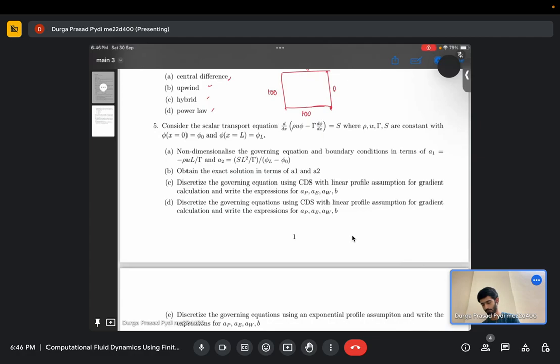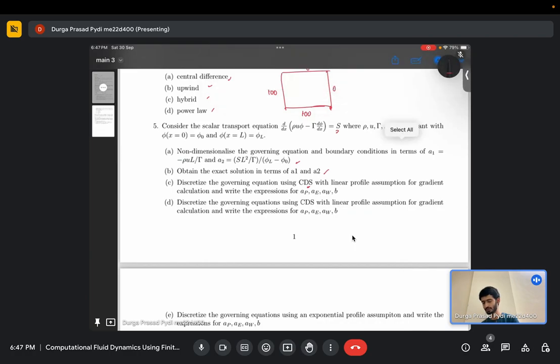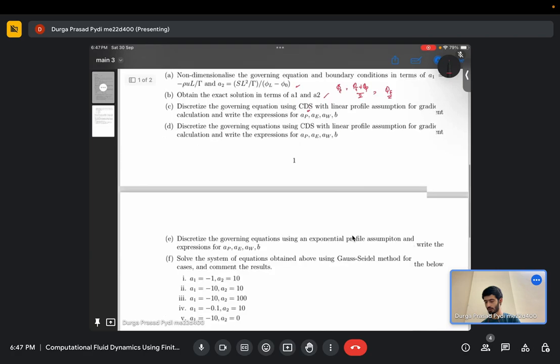So you have a profile, but here the source term is not equal to 0, you have some finite source term. So the question asks you to dimensionalize the non-dimensionalized equation, and then you obtain the exact solution in terms of A1 and A2. Once you obtain the exact solution, till now we are using the CDS scheme where you have a little e, we are using some linear approximation for phi e as phi east plus phi P by 2, or in case of an affine scheme we are using phi east, and so on. All of these are linear profile assumptions.